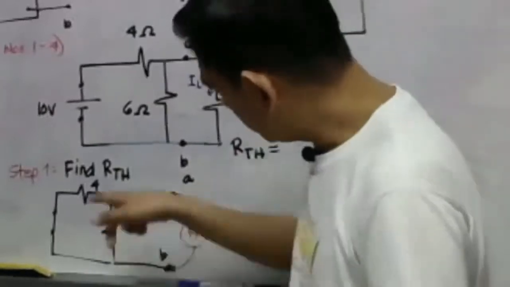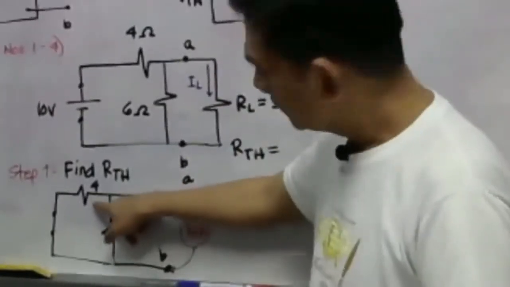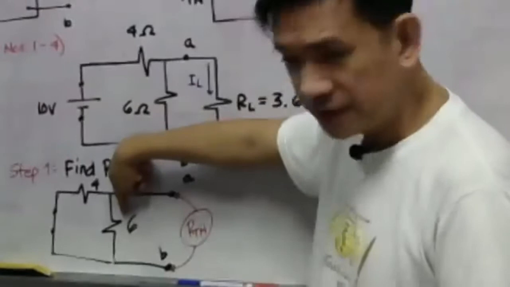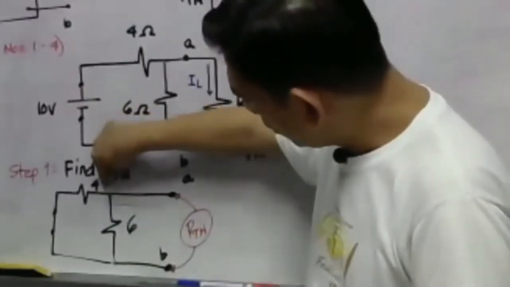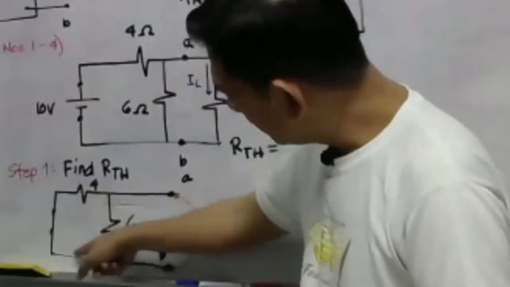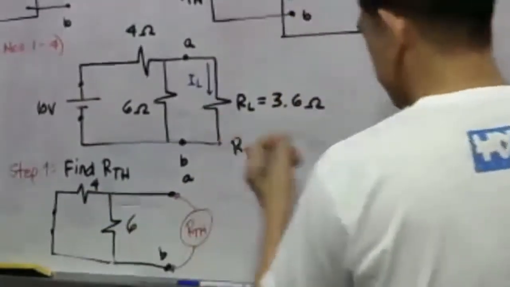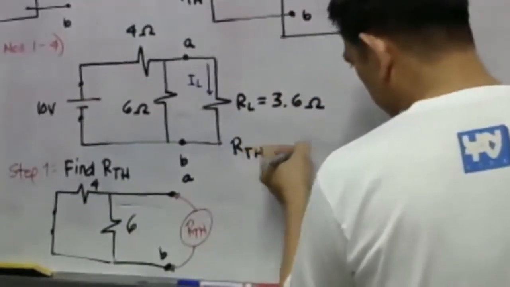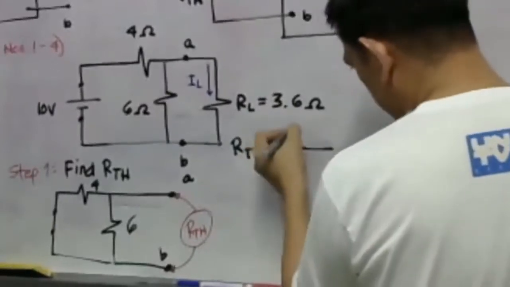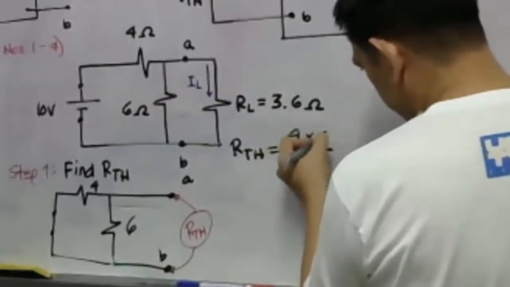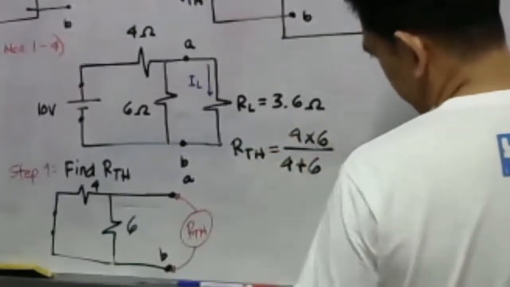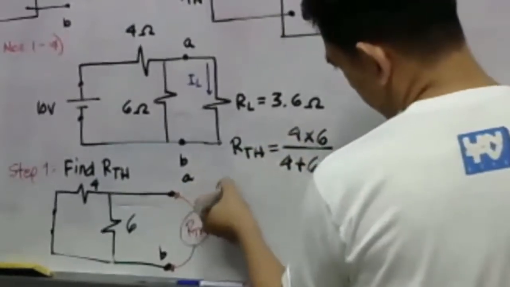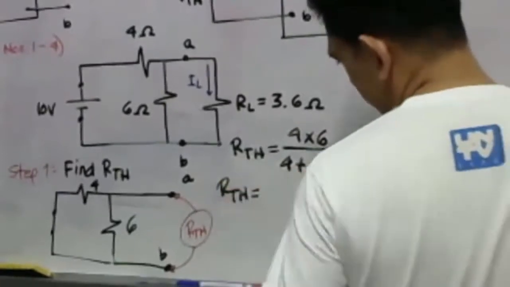So, we can see here that the 4 ohm resistor is in parallel with the 6 ohm resistor. So, the 4 ohm will become parallel with the 6 ohm resistor. That is simply the product over the sum. So, what is the product? We have here 4 times 6. That is the product over the sum, so 4 plus 6. Okay? So, we have here our RTH.